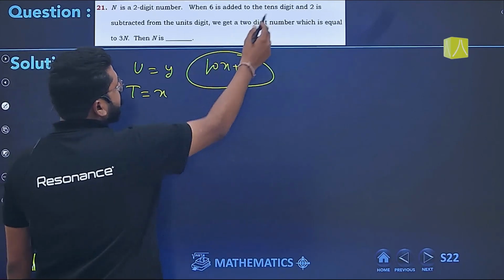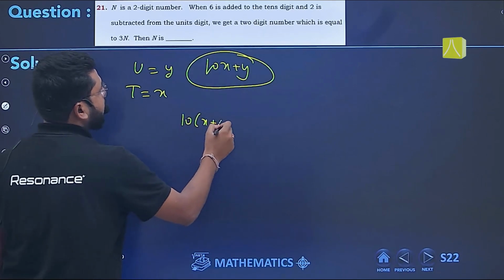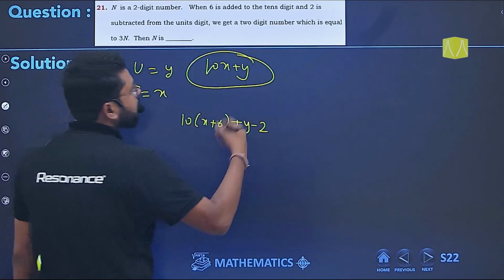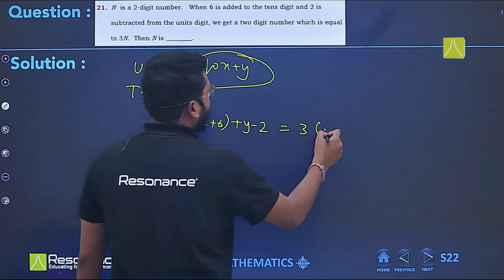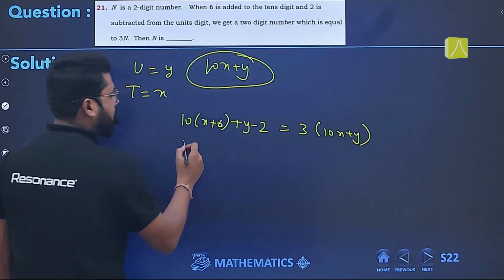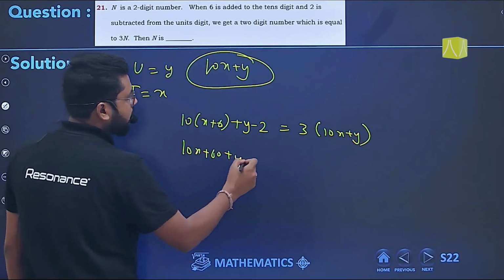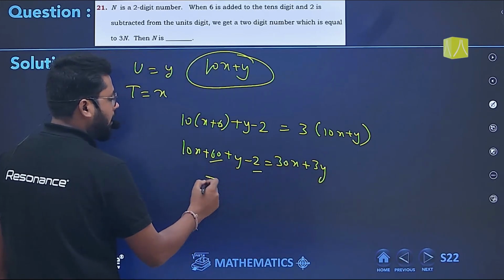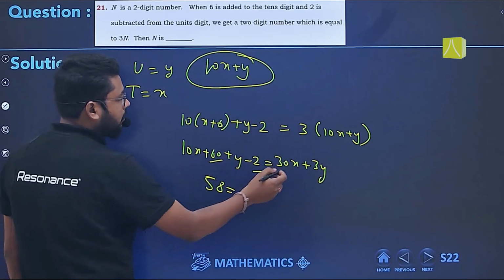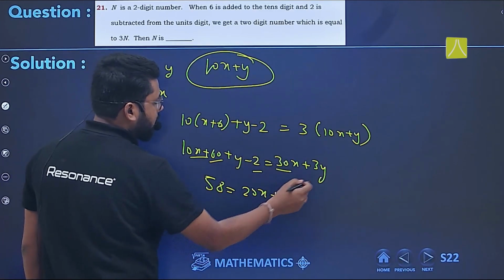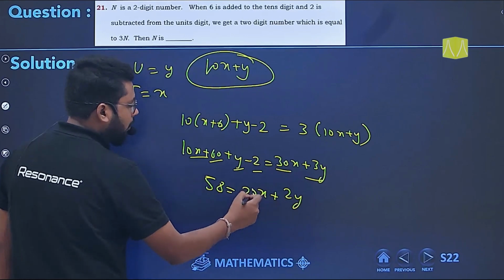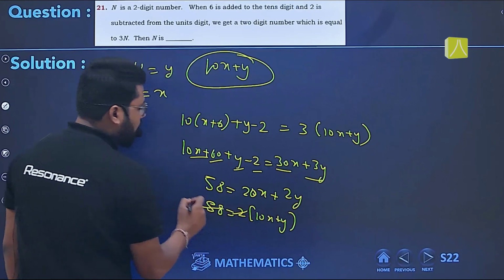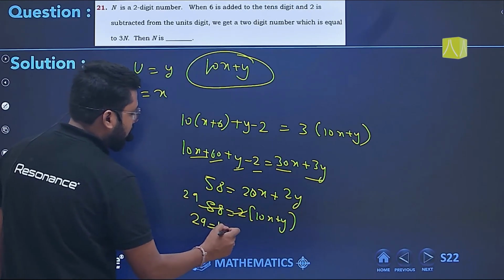It is saying that when 6 is added to the tens digit, this means 10 into x plus 6, and 2 is subtracted from the unit digit, you will get 3n, which means 3 into 10x plus y. So it is 10x plus 60 plus y minus 2 equals 30x plus 3y. 60 minus 2 is 58. If you transpose all the terms to that side, 30x minus 10x is 20x, and 3y minus y is 2y. Taking 2 common, 58 will be 2 into 10x plus y. So we get 29 equal to 10x plus y.